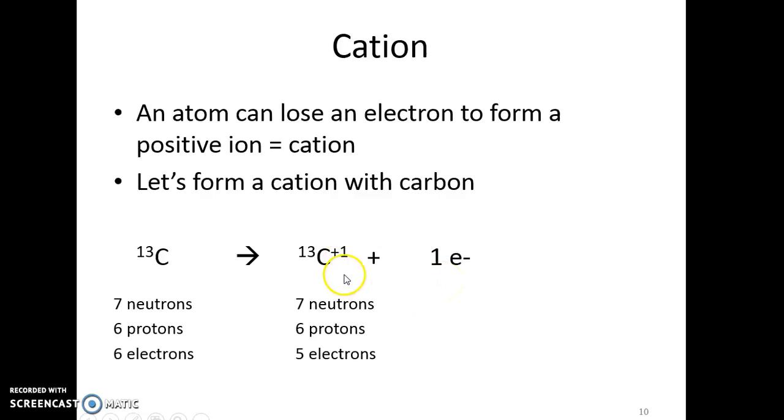So many people think if it loses, it has to become negative. But remember, electrons have a negative charge. And if you look in this atom after it loses an electron, you have 6 pluses and 5 minuses. 6 plus and negative 5 gives you positive 1, which is a charge.